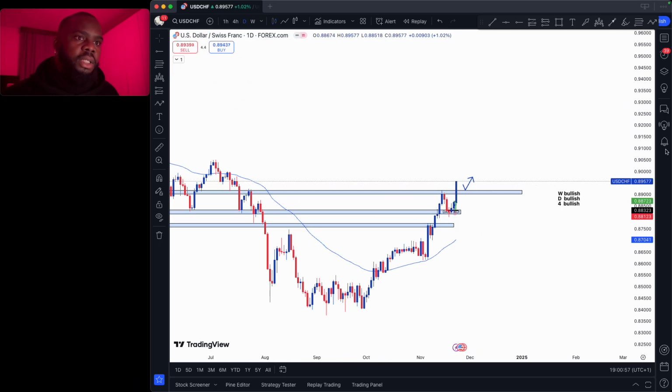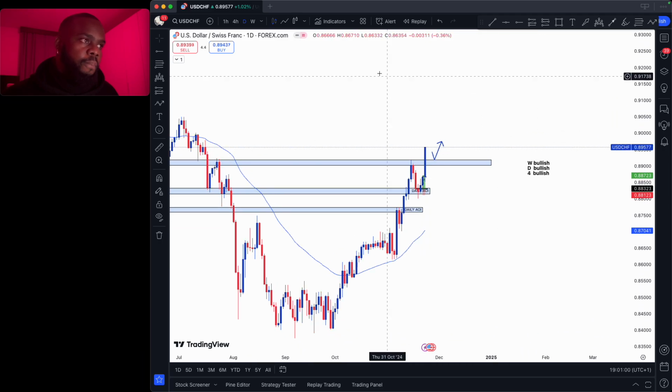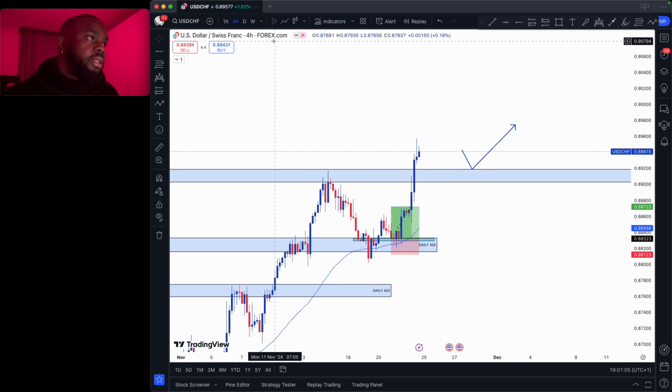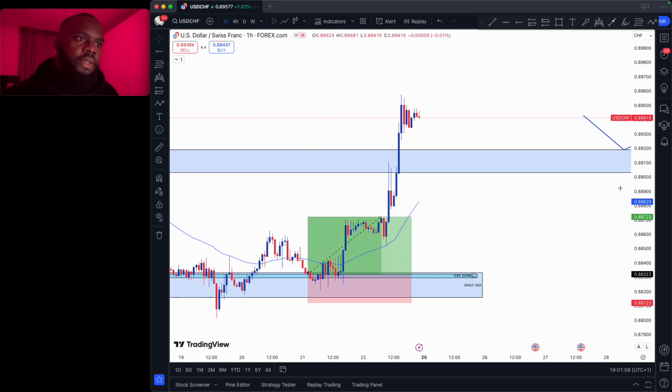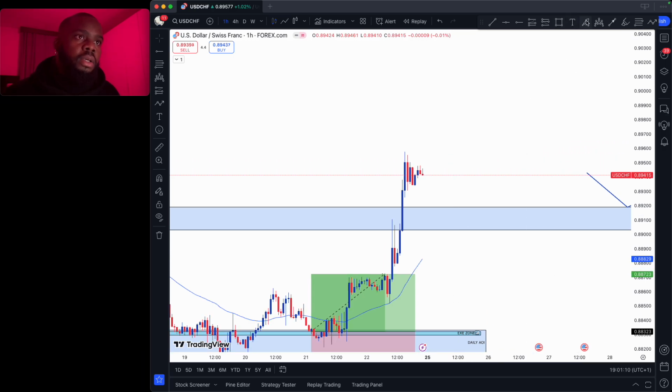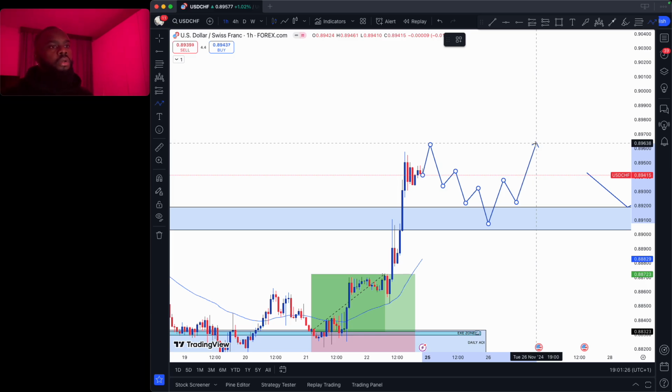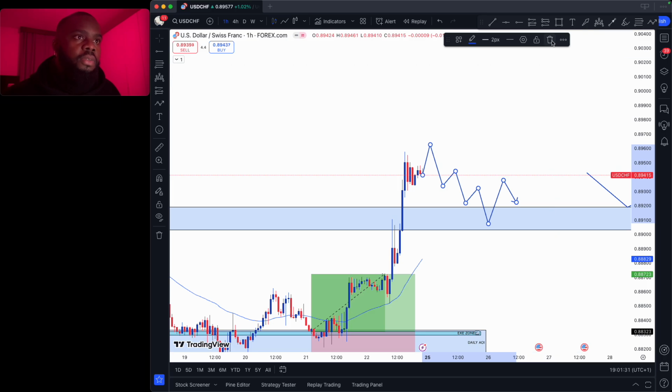So the daily is looking good, closing above. Then the 4 hours is also clear and clean. Then the entry time frame, what I want to see here is the price take out these highs again, close above, then push back down, then give a shift of structure for me to be involved in this, to buy this market again. So that's what I'm waiting for. So USDCHF is a buy.